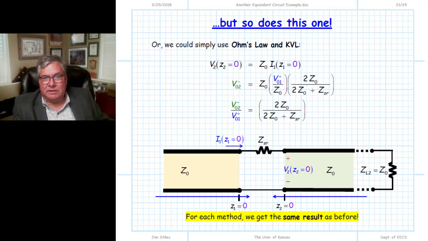And so for completeness, we'll show one more method we could have used. Again, finding the total current on this side, we could use that to determine the total voltage on the other side, the voltage V2. And we use that with Ohm's law and KVL. Now I kind of compress this here to save space. If we had our equivalent circuit, the input impedance of this would be simply a 50 ohm resistor.